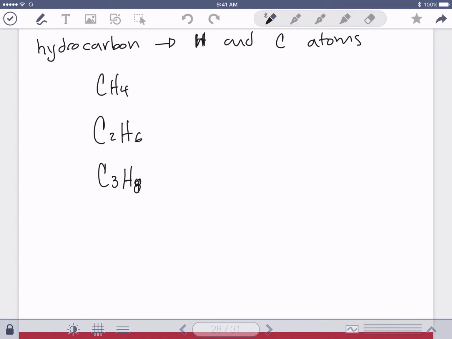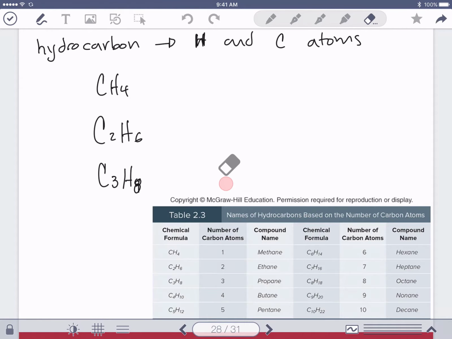When it comes to naming these, we name them a little bit differently. We don't really use the same structure that we use for the other molecular compounds. We need to look at individual names for them, and for this, we're going to refer to table 2.3 in our book. In the hydrocarbons, we're going to focus solely on the number of carbon atoms.